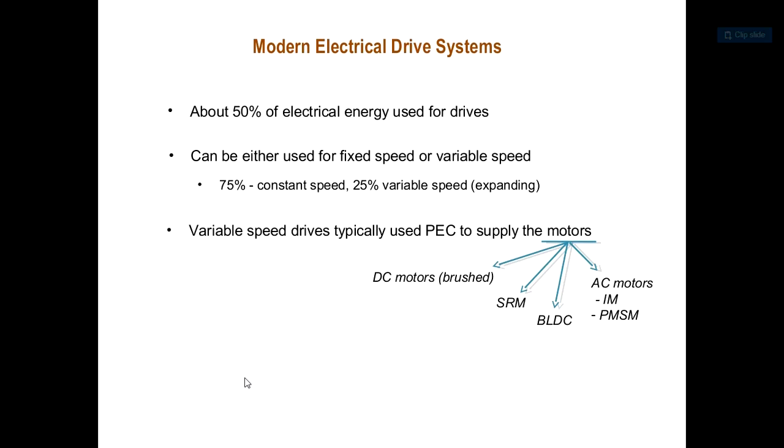Now, variable speed drives typically use power electronic converters to supply the motors. These are DC motors, AC motors, switched reluctance motors, BLDC motors. AC motors are induction motors and permanent magnet motors. Okay.